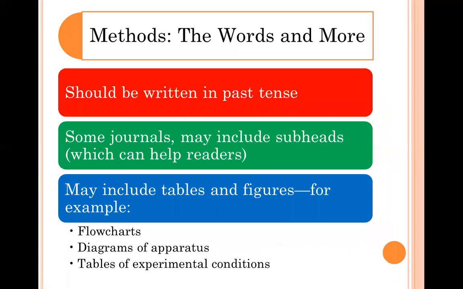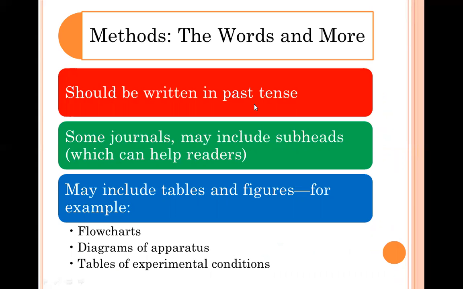Fine. Then comes methods. How to write about methods? Information about the method should be written in past tense. Some journals may permit you to have different subheadings, and you can follow that. And even in the method section, you can have your own tables and figures.